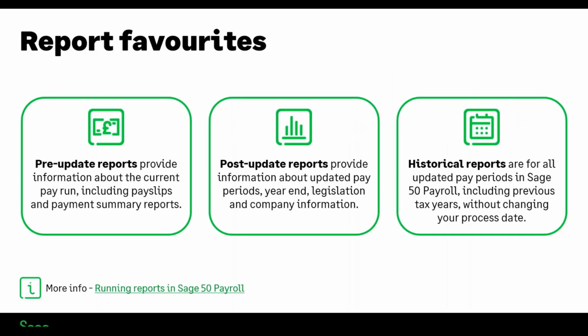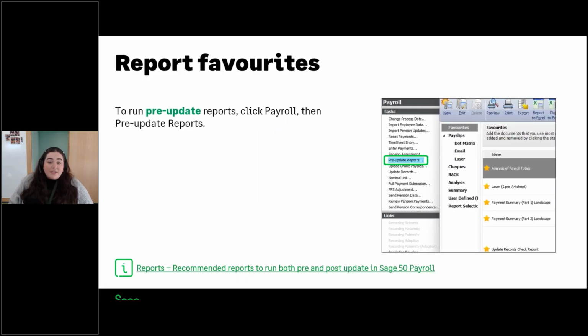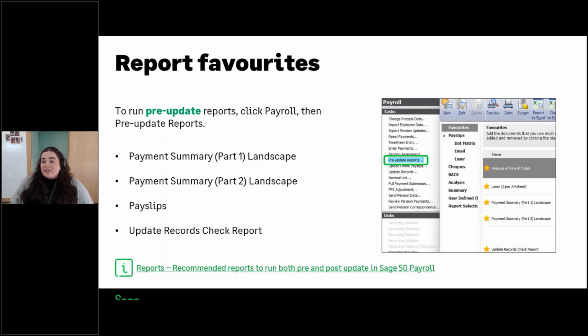It's all well and good knowing where to run these reports from, but if you aren't sure which reports to run, I am going to go over some recommendations from us, and we're going to start with pre-update reports. Again, to run the pre-update reports, it's payroll and then the pre-update reports task, or from the process map. There are four reports that I would recommend and like to show you today. These are the payment summary part 1 and 2, pay slips, of course, and the update records check report 2. These four reports give you a really good summary of what's going on and allow you to check things over before you update your pay run.